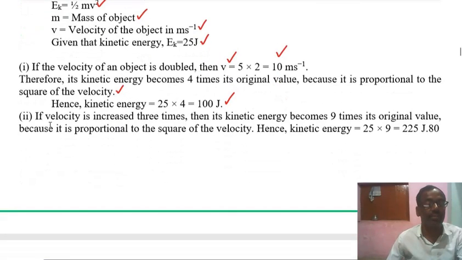Let's see the next part of this question's answer. If velocity is increased 3 times, then its kinetic energy becomes 9 times its original value, because it is proportional to the square of the velocity, and the kinetic energy equals 25 into 9 equals 225 joule.